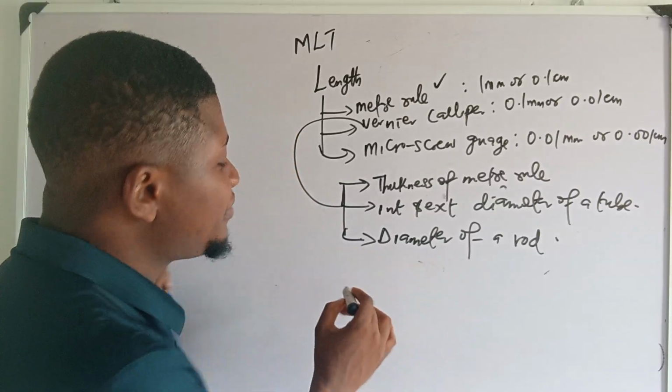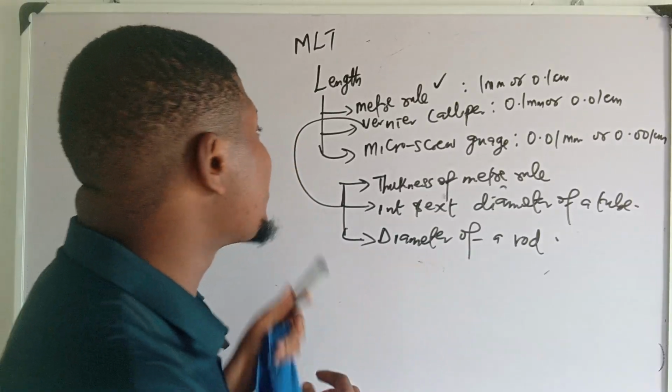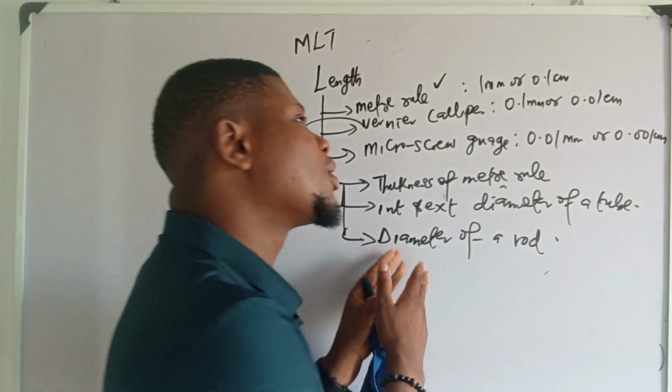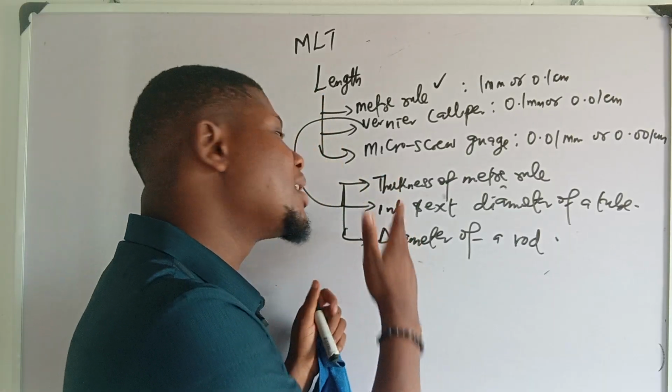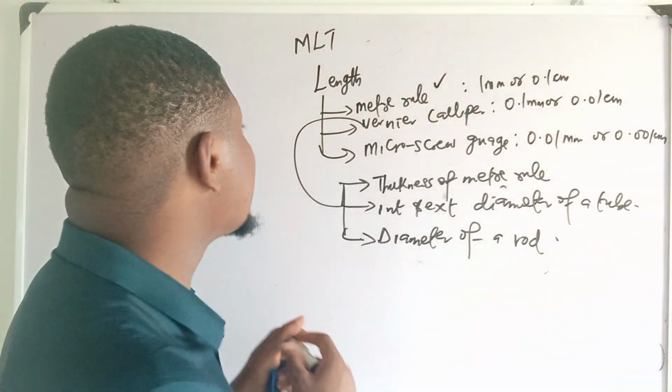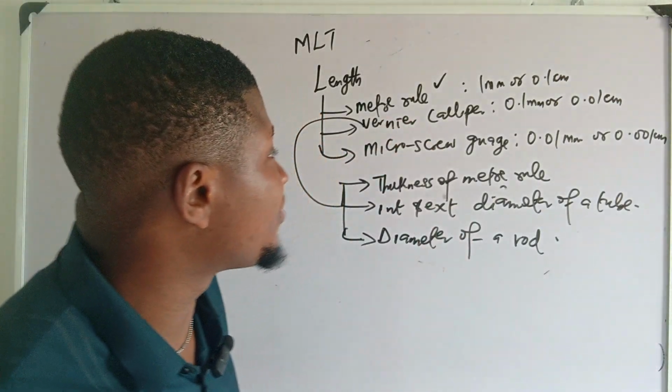Because most times, if you are talking about the reading of a vernier caliper, you first of all get the main scale reading. Then you come to the vernier scale, where the vernier scale and the main scale coincide. Then you add the two numbers. That is how to get the reading of a vernier caliper.